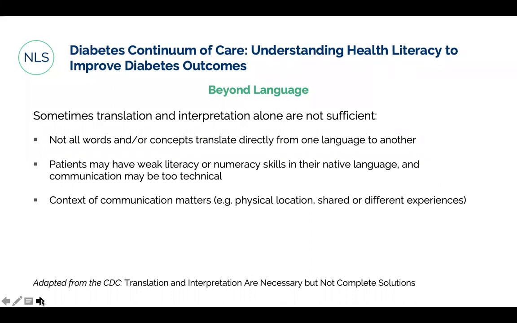Additionally, the context of communication matters. So when we're thinking about cultural context, for example. So in summary, the intended meaning may be lost, causing confusion, even when everyone involved in the communication exchange believes they understand what is being said. Next slide.